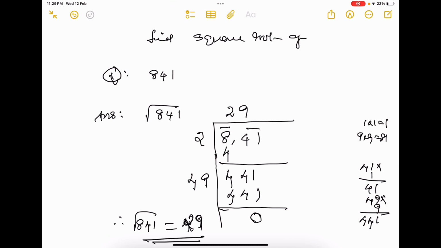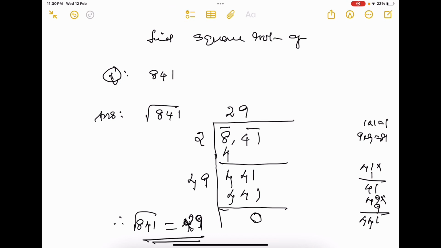Here 8 is not a perfect square. The perfect square just before 8 is 4. Its square root is 2. So we write 2 as the quotient above the line, and on the left side also you write 2. Then 2 into 2 is 4. Then subtract, 8 minus 4 is 4. Then bring down the next group, 41. Double the quotient and write it on the left side of this 41, leaving one place for 1 digit.